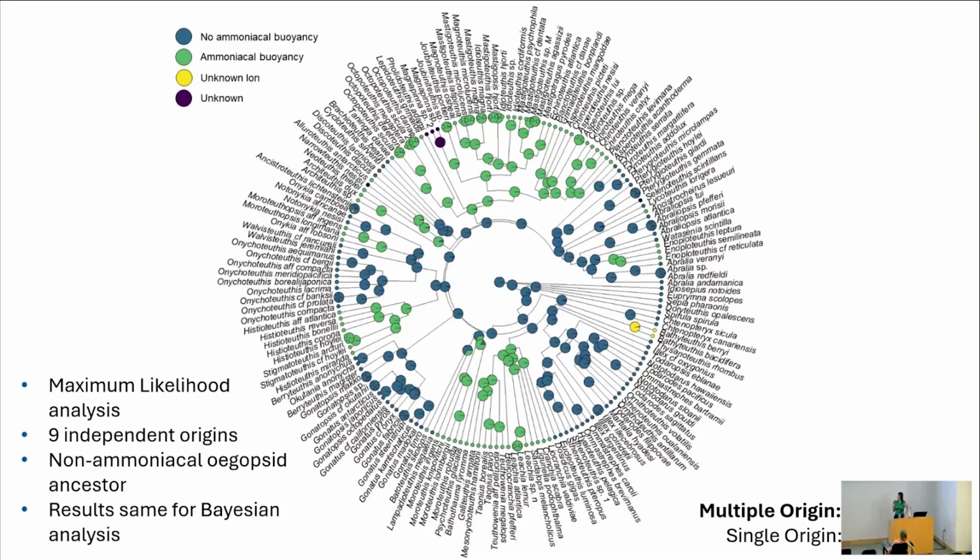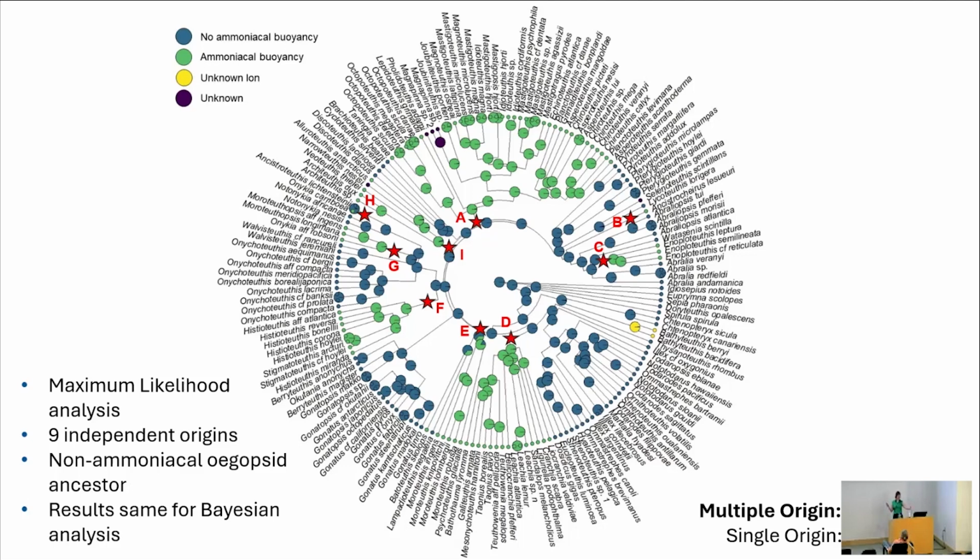So here is my tree. This is the result for our maximum likelihood analysis, and it shows 9 independent origins of ammoniacal buoyancy throughout egopsid history. Just to note, the results are the same for our Bayesian analysis. It seems that our egopsid ancestor, which is somewhere around here, it's kind of hard to see on this tree, is non-ammoniacal in nature. So this seems to have evolved post the evolution of Egopsida.